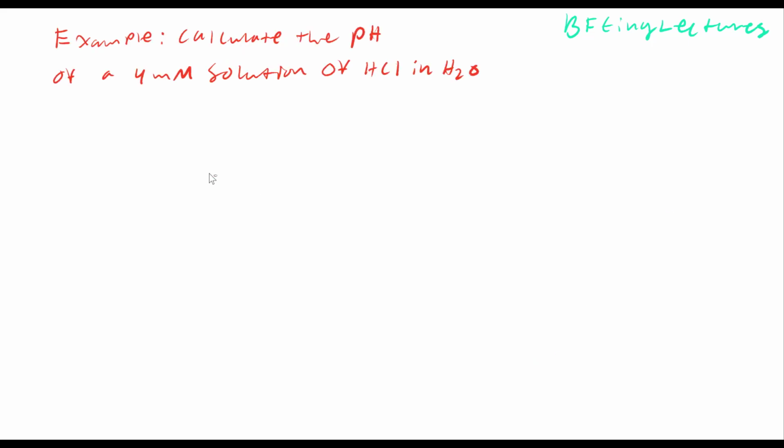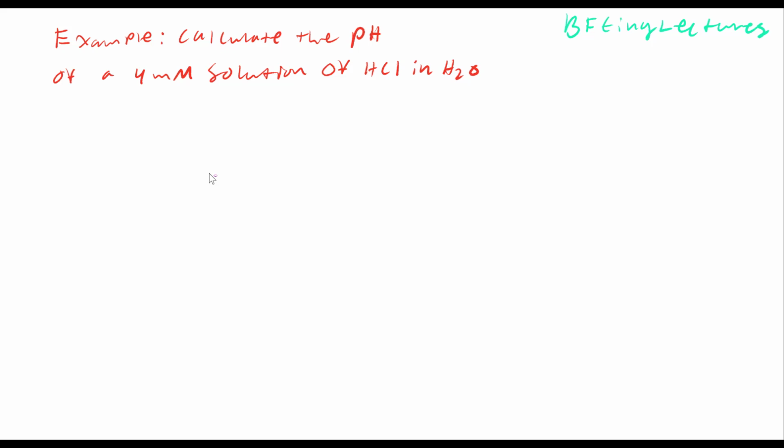Okay, so let's do an example, right? Calculate the pH of a 4 millimolar solution of hydrochloric acid in water. We're going to be making an assumption, okay? We're going to make a guess that HCl is a very strong acid. And since it's a strong acid, it's going to completely break up when it's in water.